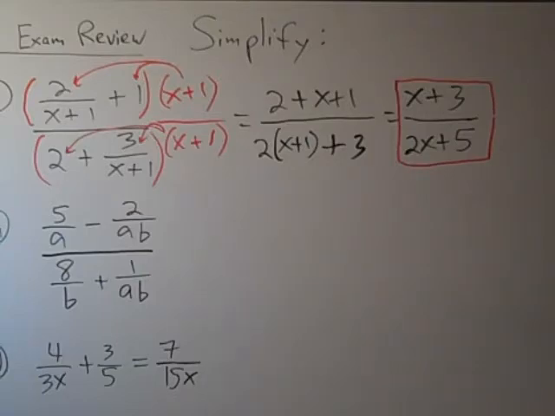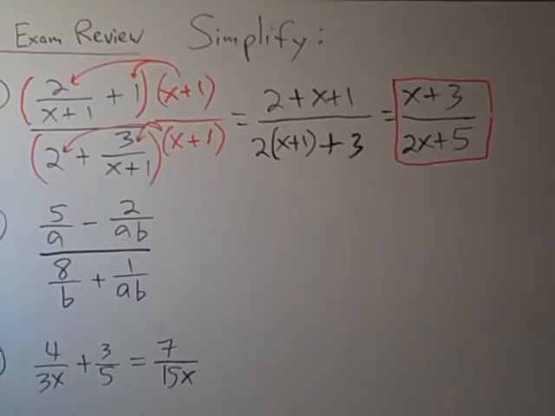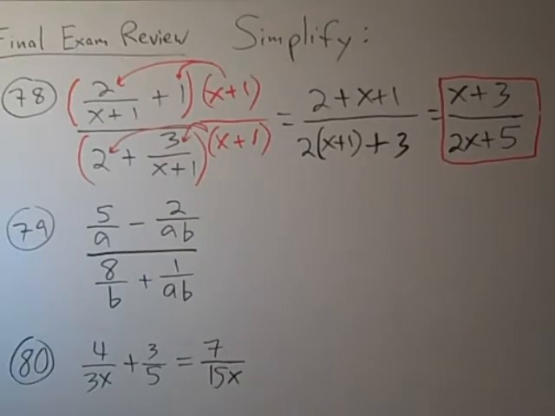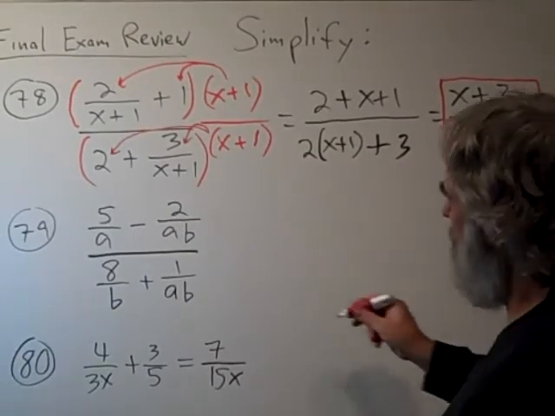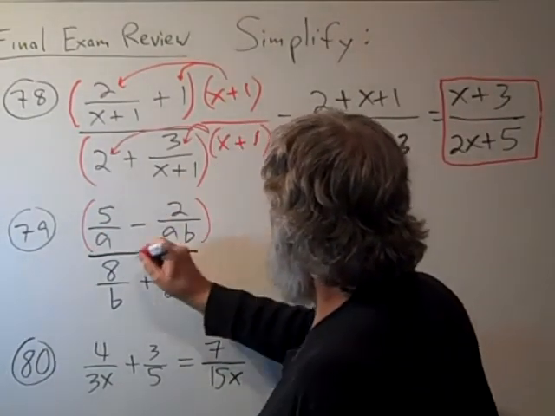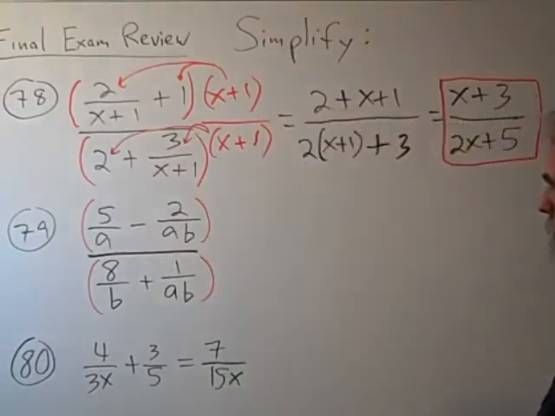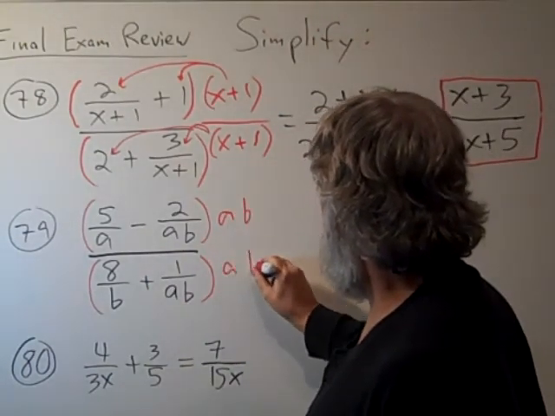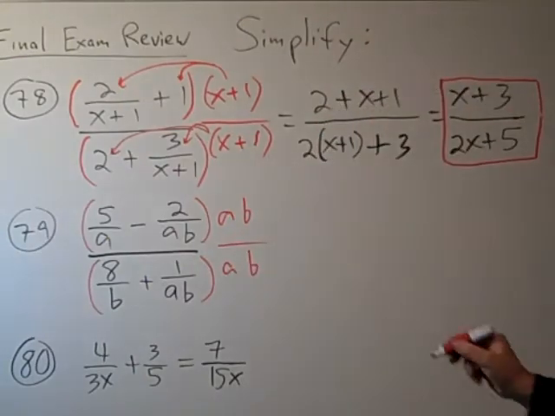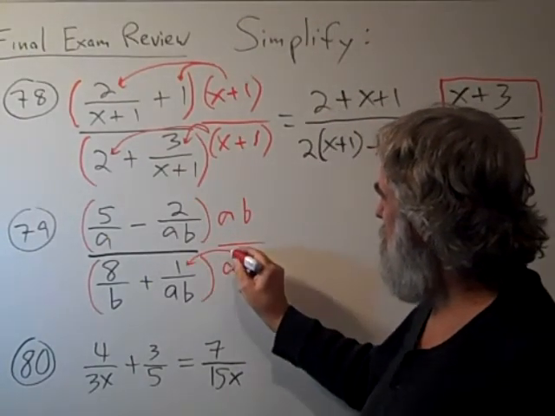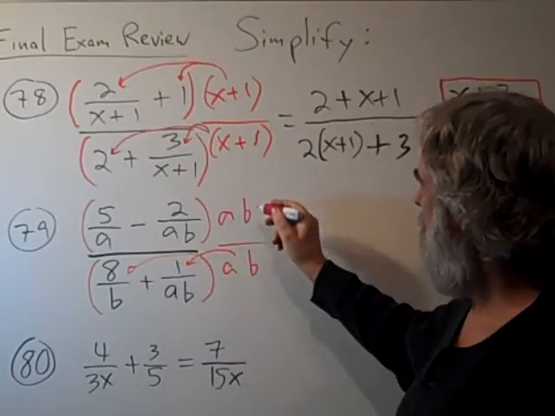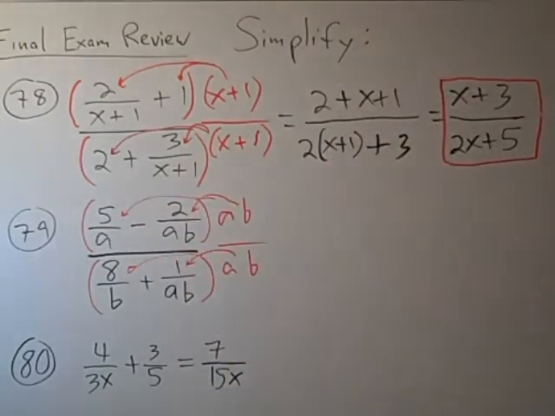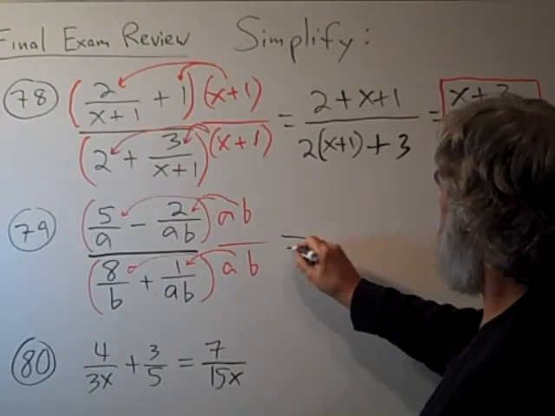Now in problem 79, also a complex fraction, the same technique is going to work. This time the LCM, the least common multiple of all of those denominators, is simply a times b. So a times b distributes through the parentheses here in the numerator and in the denominator. Cancel first and multiply what's left.